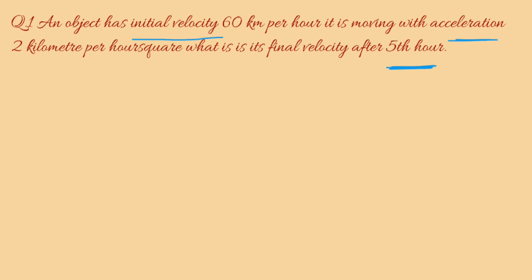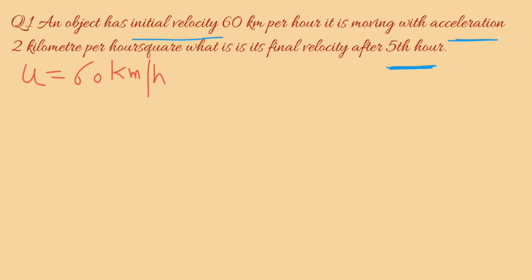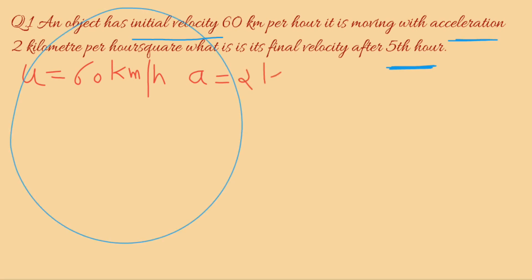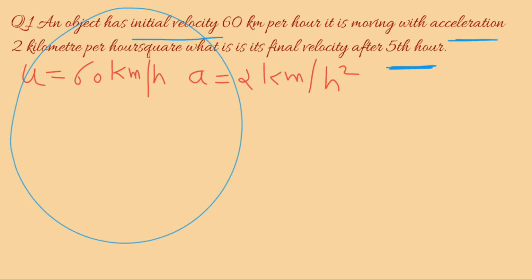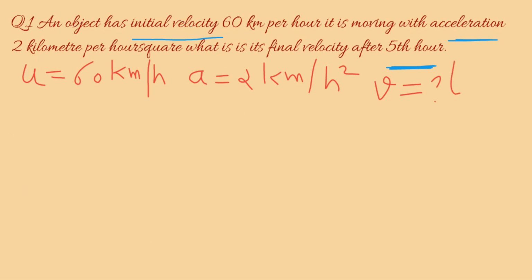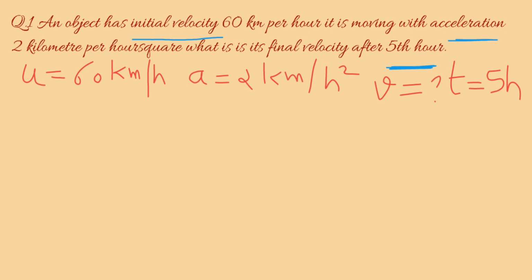We are given the initial velocity. We will denote initial velocity by u, 60 kilometer per hour. It is moving with acceleration, that means a is given, 2 kilometer per hour square. Final velocity: we need to find the final velocity when time is given as 5 hours.